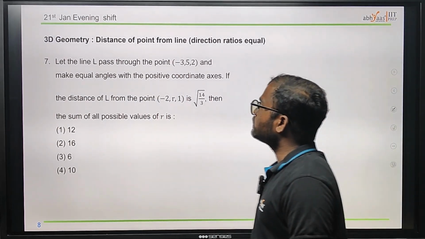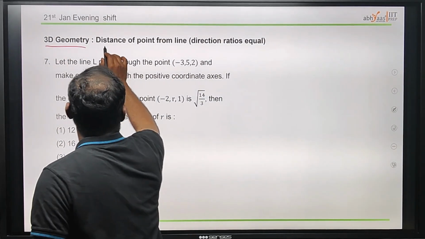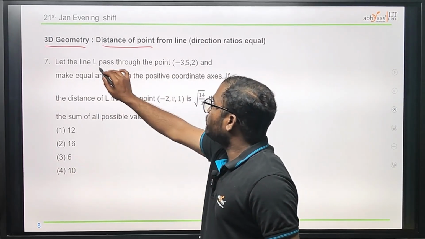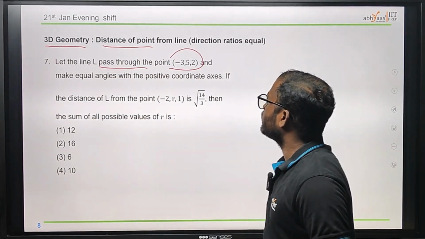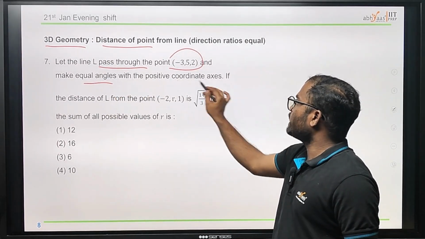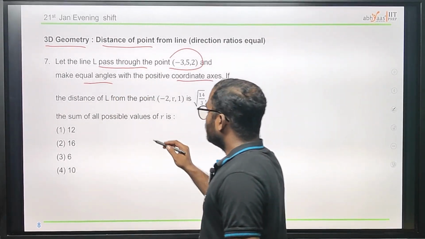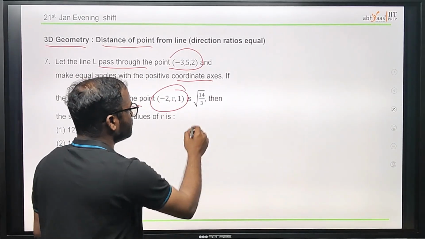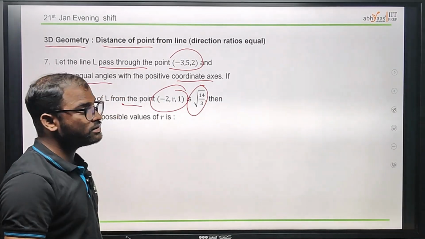Now another question on 3D geometry, which is distance of a point from a line. They gave one line: let the line pass through the point (-3, 5, 2) and make equal angles with the positive coordinate axes. If the distance of L from the point (-2, r, 1) is given, just see here they gave the distance. I will show it in the diagram.